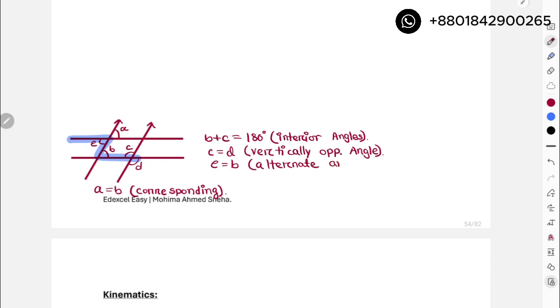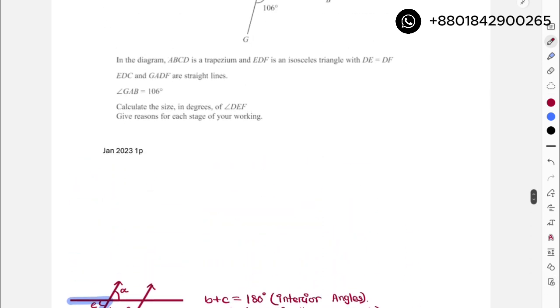So in case of alternate angles, they always create the Z shape, and the angles at the inner corners of the Z shape are going to be equal. These are the four angles that you need to understand in order to solve this kind of parallel problems.